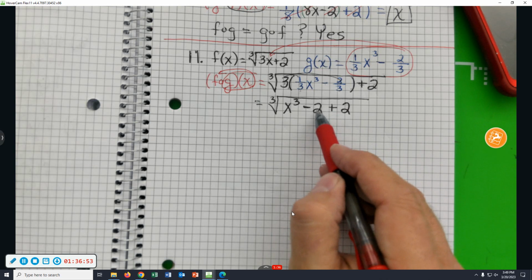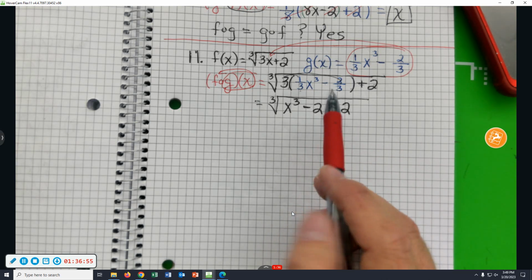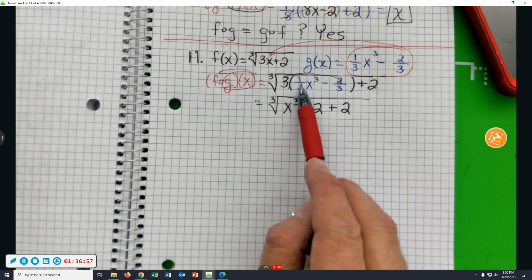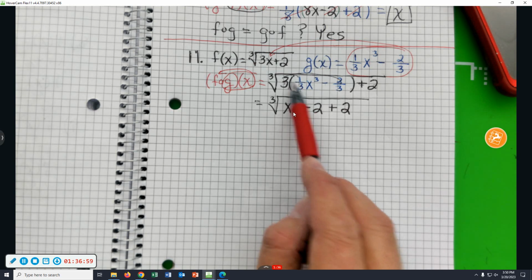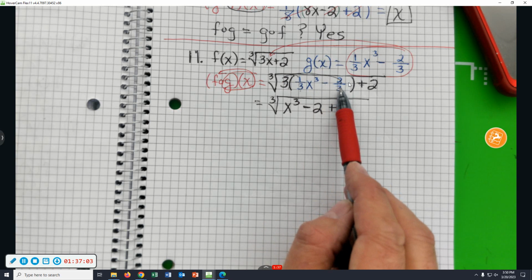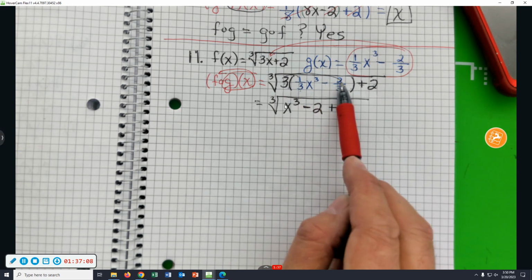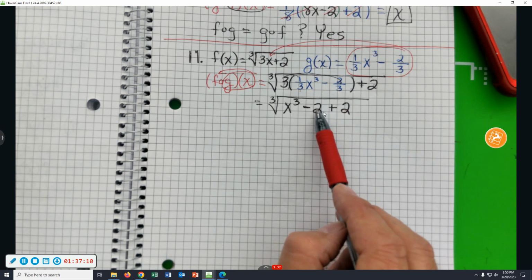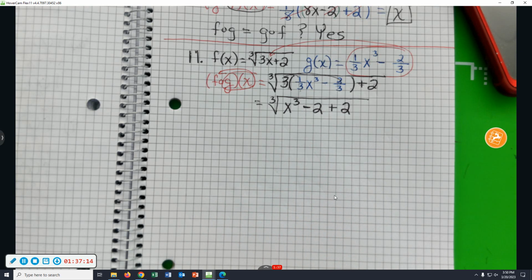So now the 2 subtract out. 3 times a third is just 1, the 3 cancels, so 1x cubed. 3 times 2/3, the 3's cancel. It may have been better if you'd written the x cubed minus 2 in blue. I know, I messed up with the color.